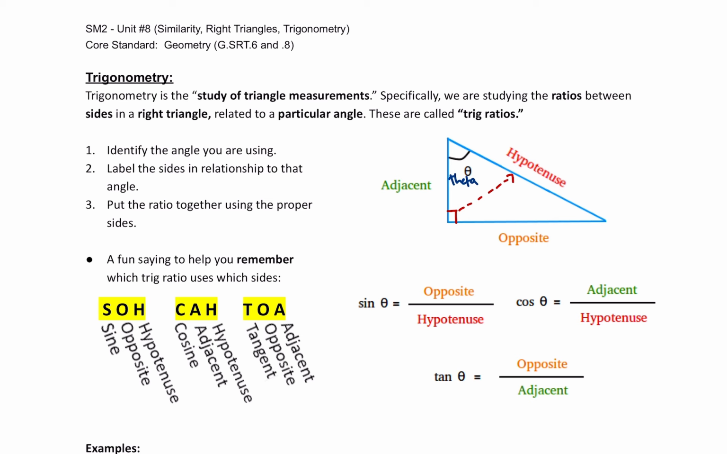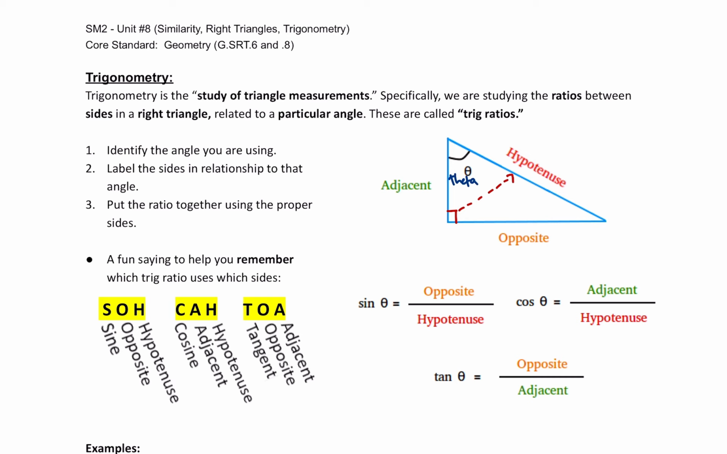Okay, so hypotenuse is the easiest, it never moves, but the adjacent and the opposite can switch depending on which angle you're choosing. If you do this bottom angle, they'll switch places. But remember, adjacent's always touching your angle, and opposite doesn't touch your angle. Then once we have our triangle sides labeled, we just make ratios using those side lengths.